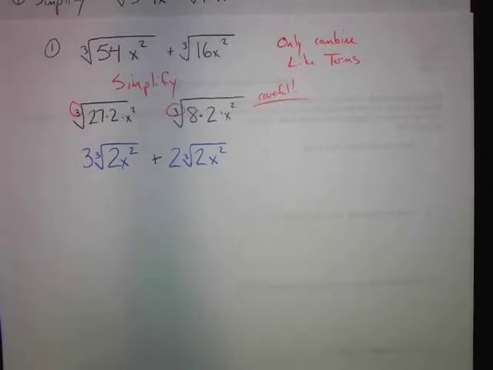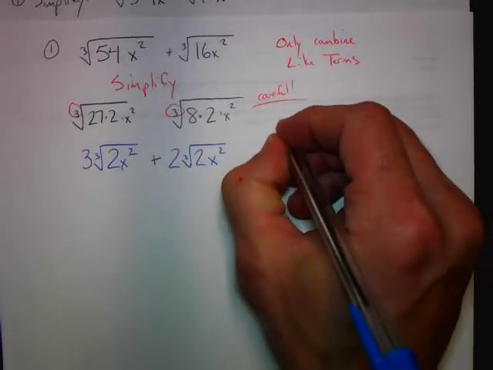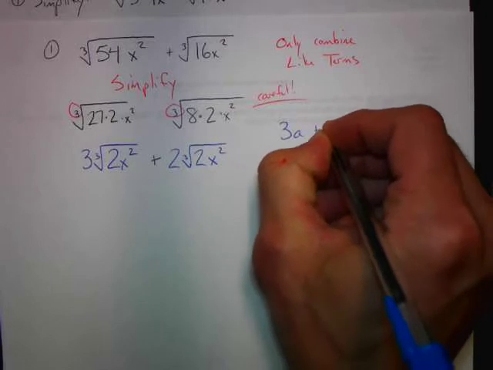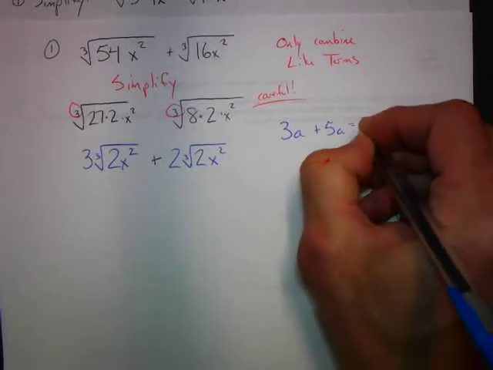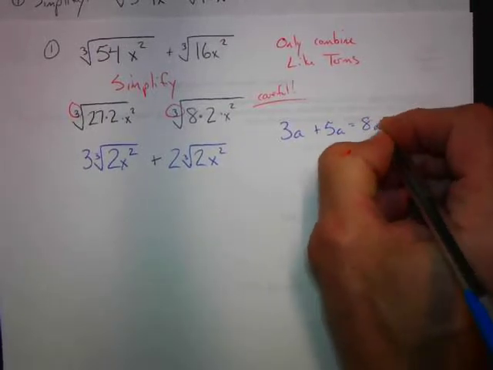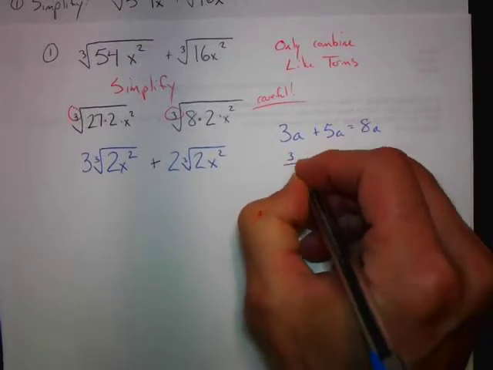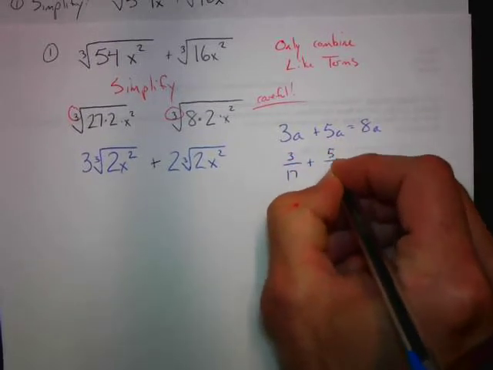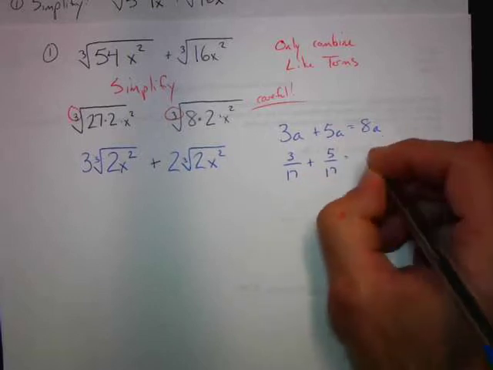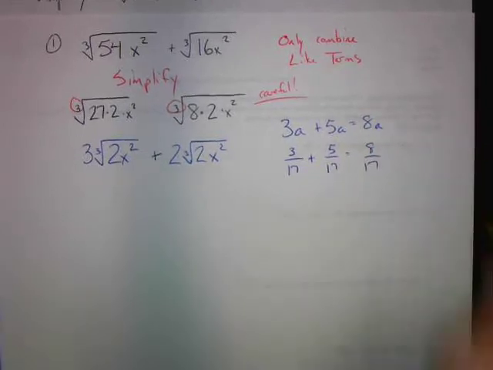So guess what we have? We have like terms, right? So you remember this. If we have 3a's plus 5a's, well, that gives us 8 what? 8a's. And if we have 3/17 plus 5/17, what do we have? We have 8/17. Okay, so the same thing works with this.